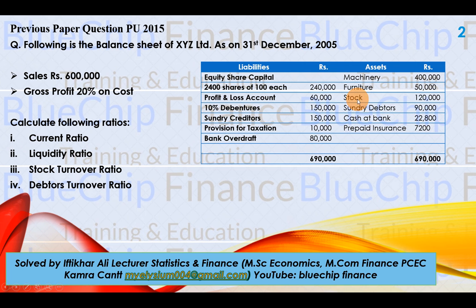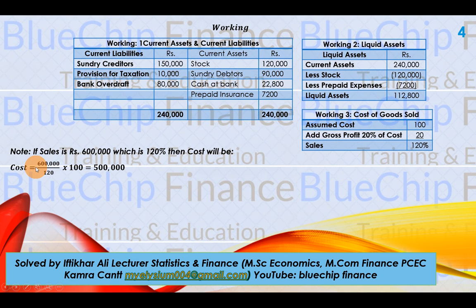Another one is the stock turnover ratio, which equals cost of goods sold divided by average stock. Opening and closing stock are not given in this question, so the closing stock is considered as the average stock, 120,000. And cost of sales we can calculate from here: sales rupees 600,000 and gross profit 20% on cost. It means that this 20% is included in this sales. So simply divide 600,000 by 120 and multiply by 100, and 500,000 is your cost.